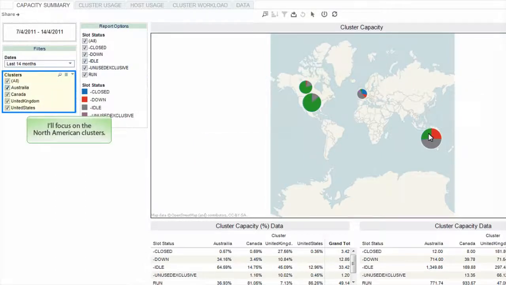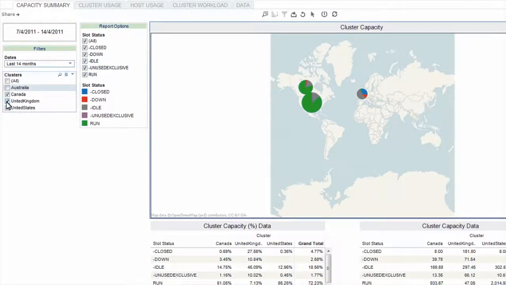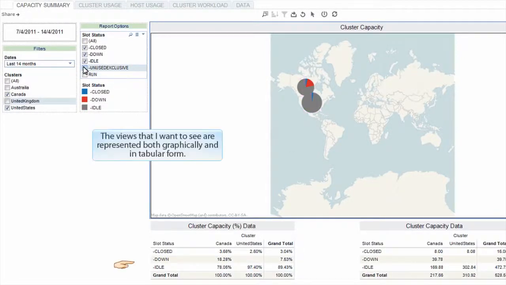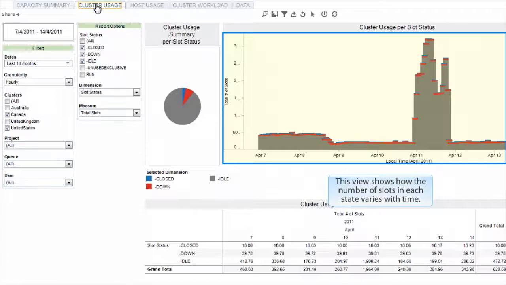Let's focus on just the North American clusters. Down or idle over the period of interest. As with all analytics views, I can easily export the data if I choose. To get more insight into cluster capacity, we need to add the dimension of time. I'll select the Cluster Usage tab. The number of slots in each state and how it varies over the time period.